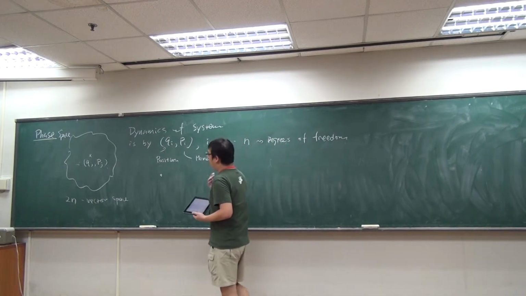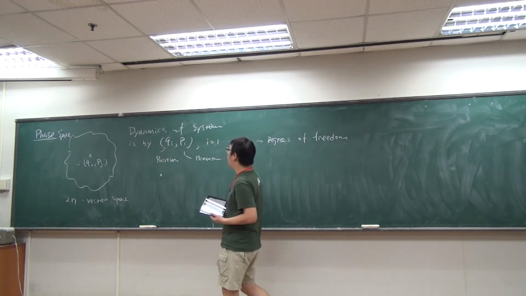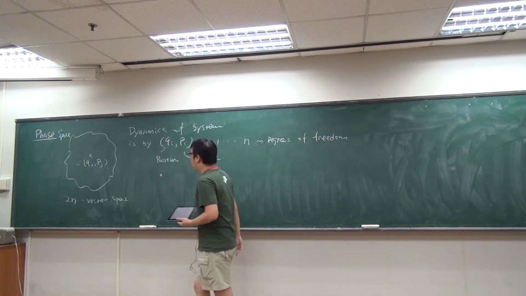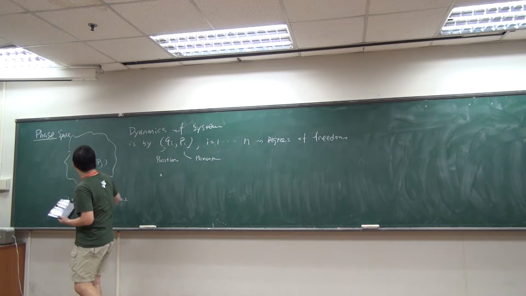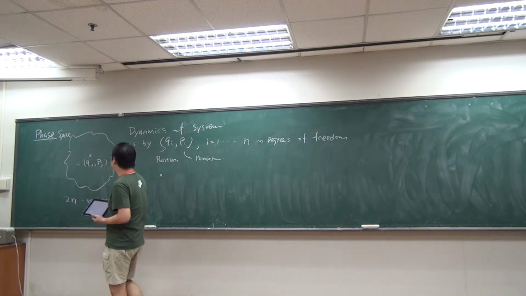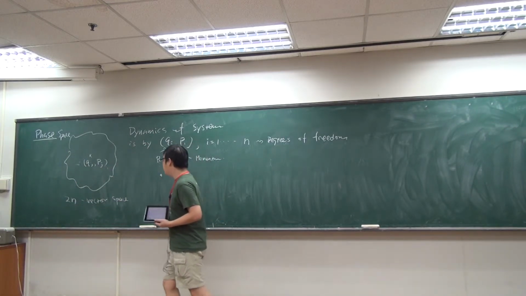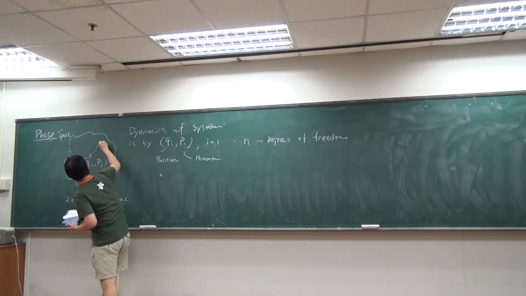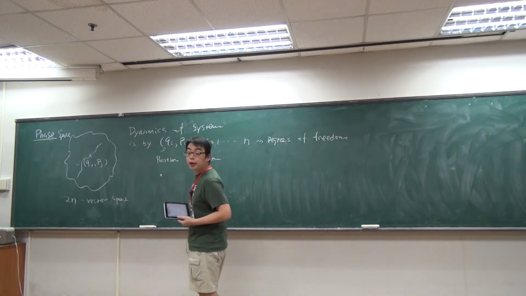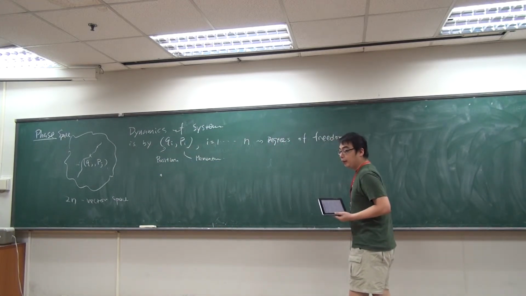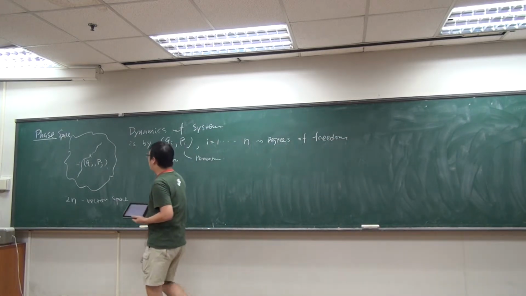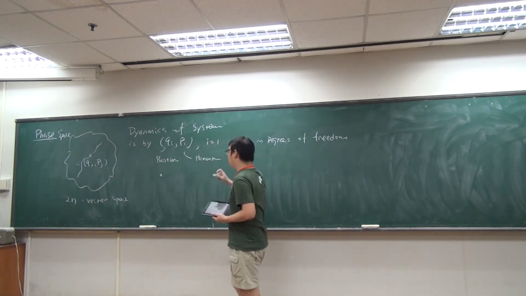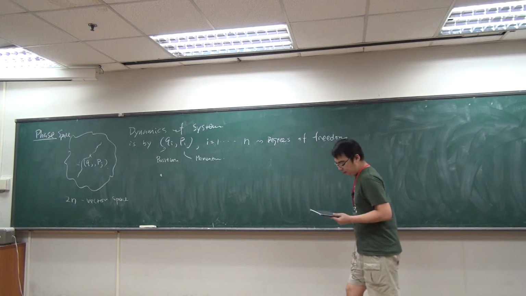If you have a system with n degrees of freedom, then we specify its motion or its dynamics at any given time by a point (q_i, p_i) in the phase space. And we usually describe the time evolution of this dynamical system by studying its trajectory as time evolves in the phase space. Okay?